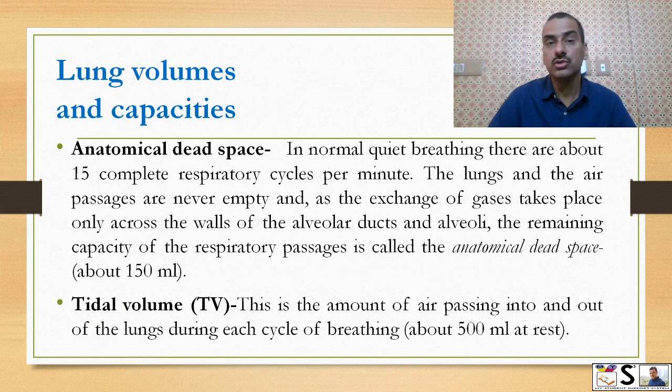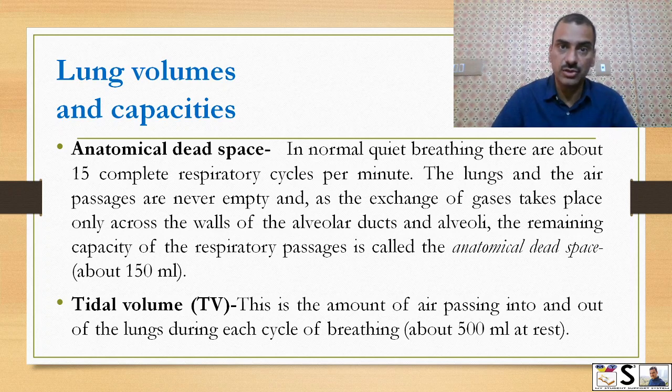Now, lung volume and capacity. First is anatomical dead space. In normal quiet breathing, there are about 15 complete respiratory cycles per minute. The lungs and the air passages are never empty, and as the exchange of gases takes place only across the walls of the alveolar duct and alveoli, the remaining capacity of the respiratory passage is called anatomical dead space, which is approximately 150 ml.